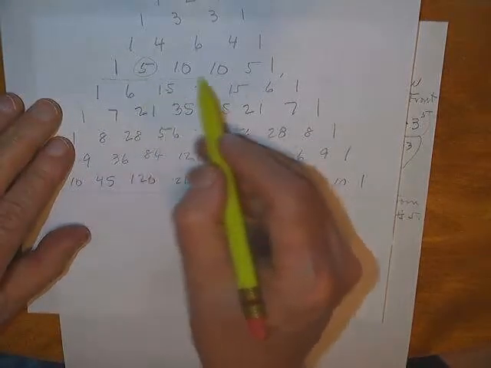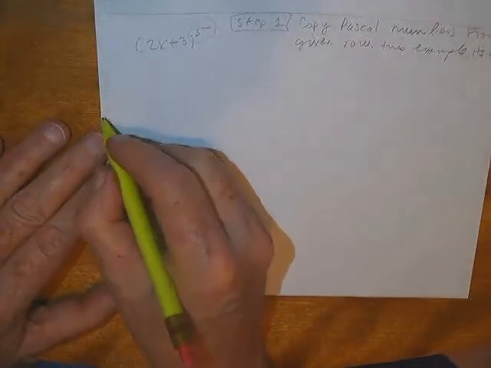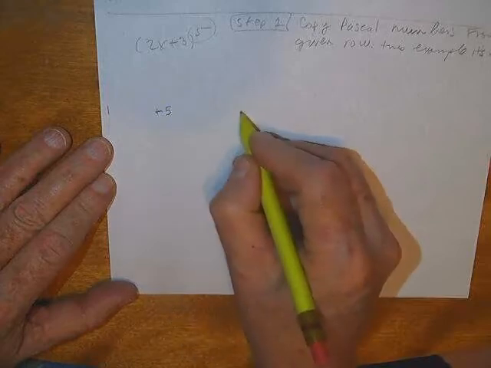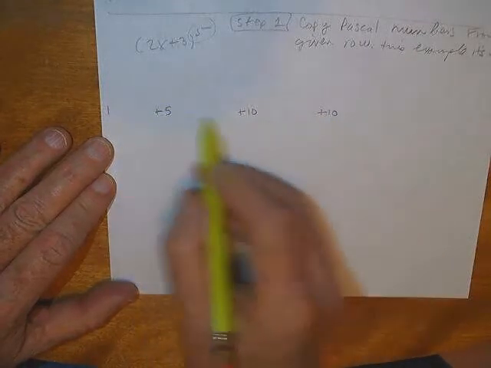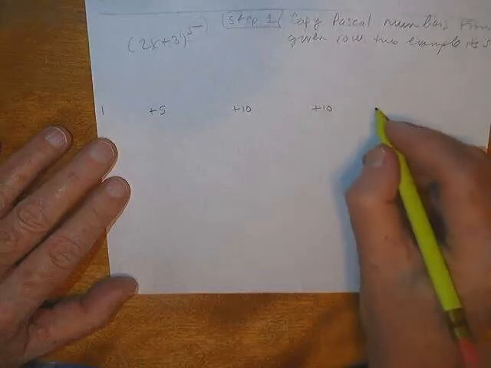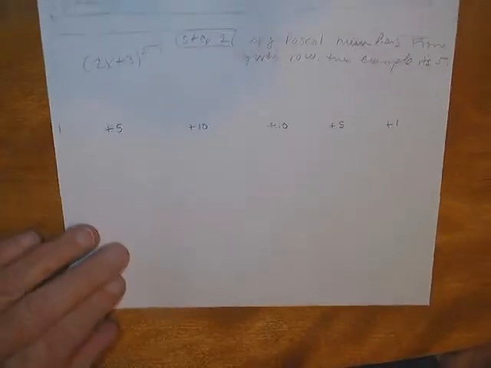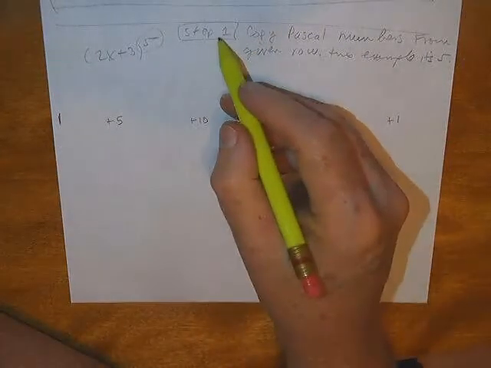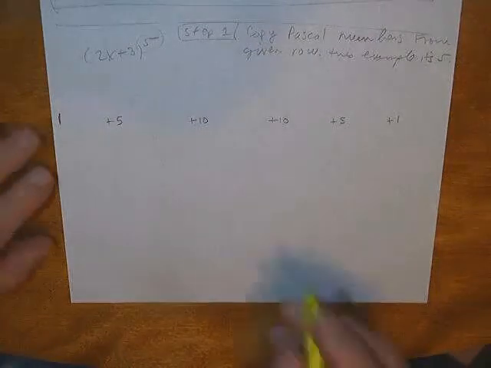So these are the numbers I want: 1, 5, 10, 10, 5, 1. So let's start way left and let's go 1, 5, 10. Notice I'm leaving a lot of room to put other things. 10, 5, and 1. 1, 5, 10, 10, 5, 1. This is step 1 for Pascal's triangle.